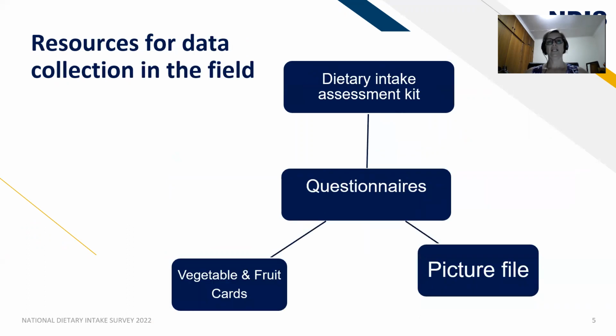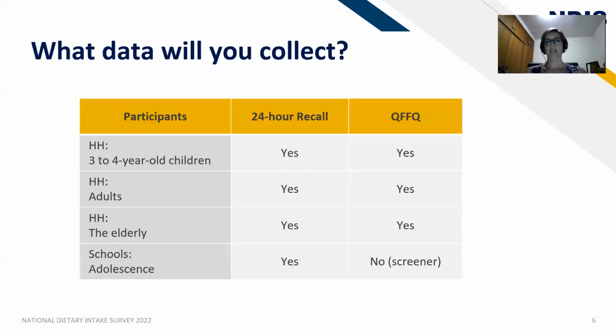Then during your data collection, where you are going to be out in the field, in the households, or if you are going to the schools to do dietary intake assessment on the school children, your main focus would be on your questionnaires to complete. You'll have a dietary intake assessment kit again, your picture file, and then the vegetable and fruit cards that will also assist you. The dietary assessment kit will be explained in a different video.